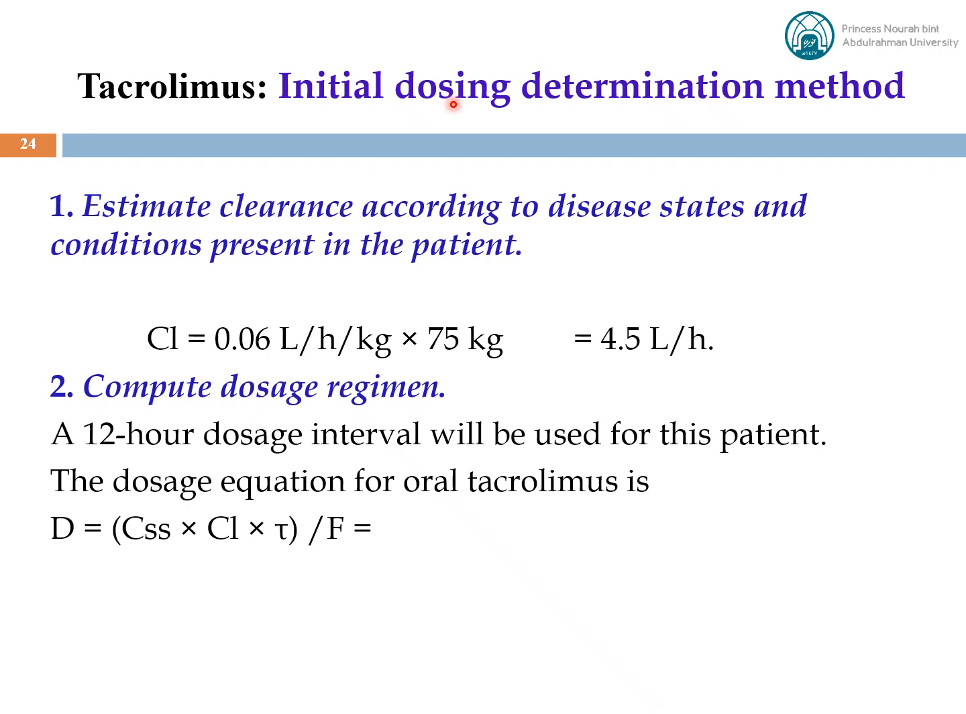The estimated clearance according to the disease state and conditions present in this patient is 0.06, which was mentioned previously in the question, multiplied by 75 kilograms, so the clearance will be 4.5 liters per hour.